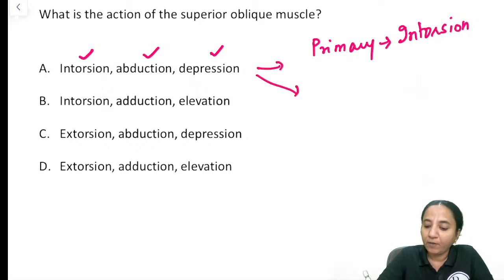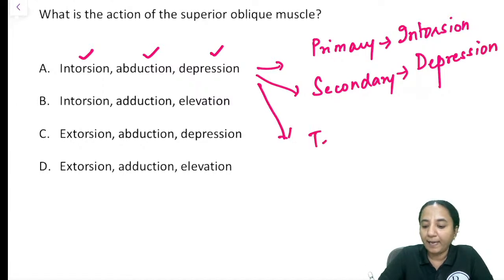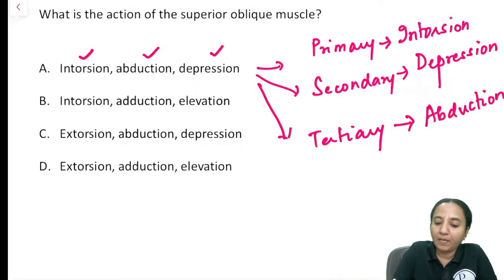What is the secondary function? That is the next important function. The next important function is depression. And the minimal action, or the tertiary function, is abduction. So primary is intorsion, secondary is depression, and tertiary is abduction. So these are the functions of our SO, that is the superior oblique.